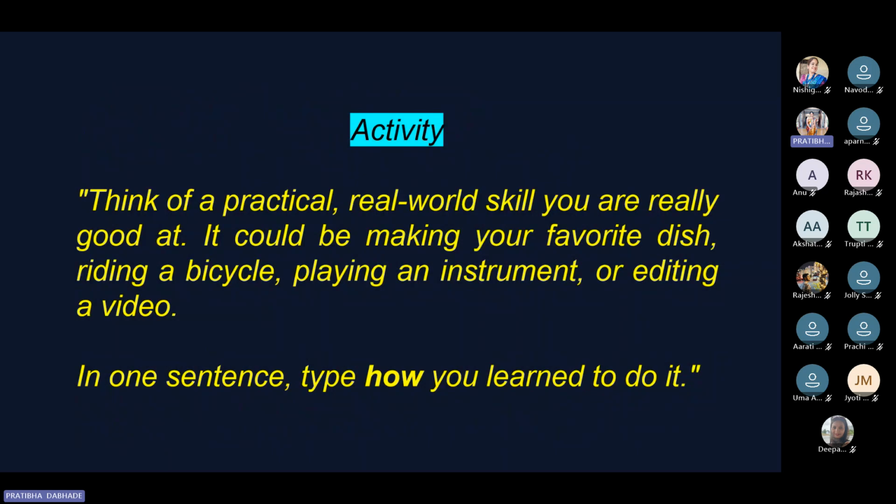Okay, just one thing. In one sentence, tell me how you learn to do it. So this is one activity for you. In one sentence, just tell me how you learn to do it. Just think about it. Any skills, you're best at that particular skill. It can be particular recipe, yes, particular dish. It can be anything. It can maybe gardening.